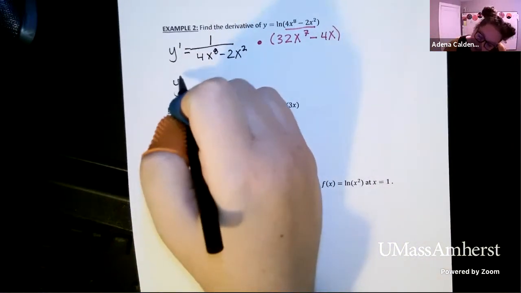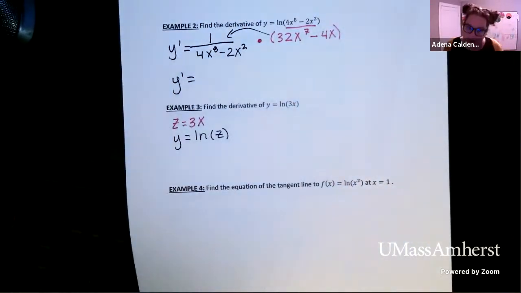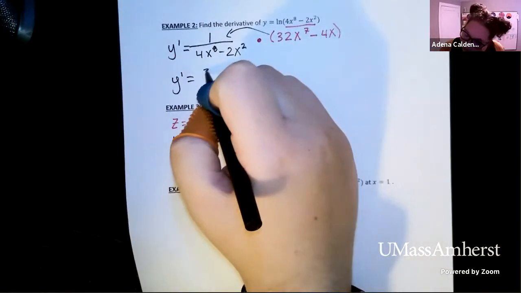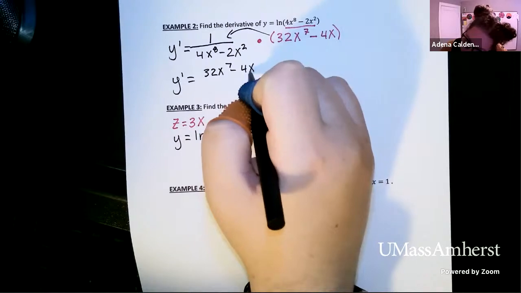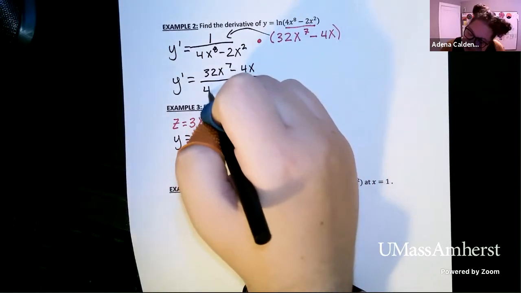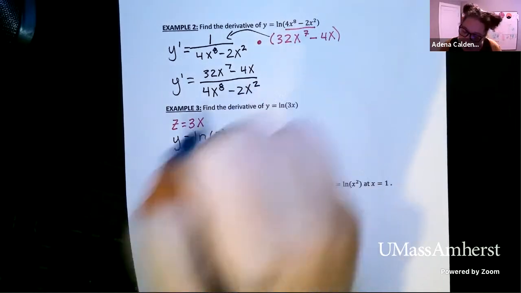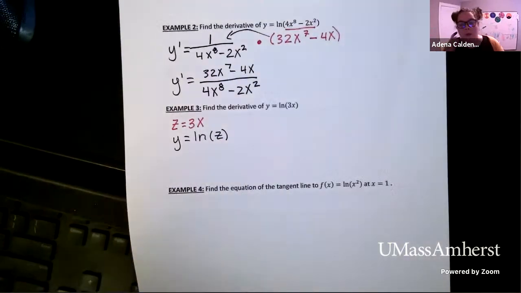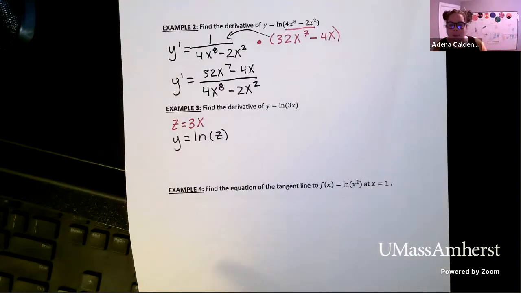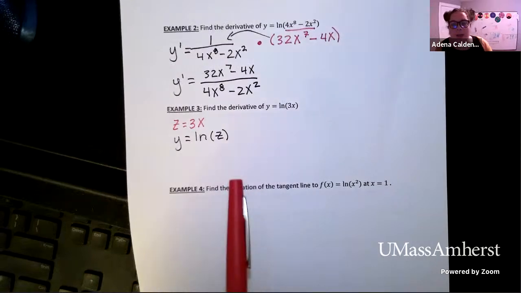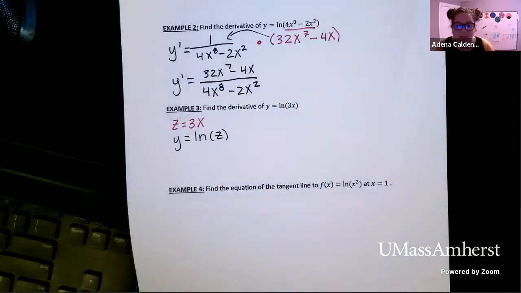And then finally, the convention here is to move this term into the numerator, multiply it by 1, and we get 32x to the 7th minus 4x divided by 4x to the 8th minus 2x squared. Okay, so your derivative should look something like that. It should have those two terms, with the bottom term being the 4x to the 8th minus 2x squared, and the top term being the derivative of that.